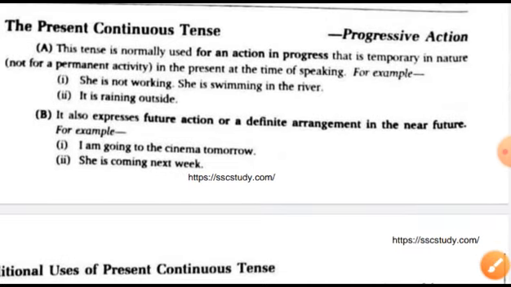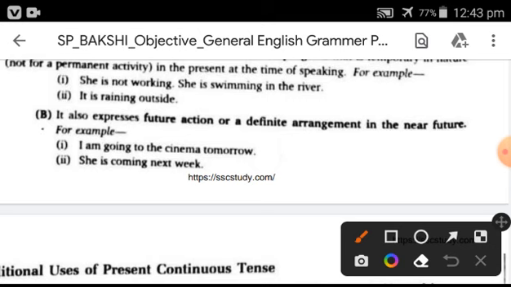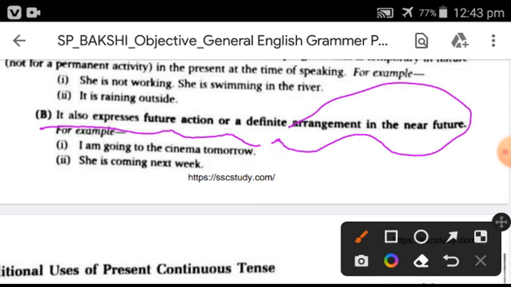It also expresses future action or a definite arrangement in the near future. Yeah, it is also used for future action or arrangement in the near future. What does near future mean? Let's check out. I am going to the cinema tomorrow. Mark this last word, tomorrow. Tomorrow is a word which is used for the near future.